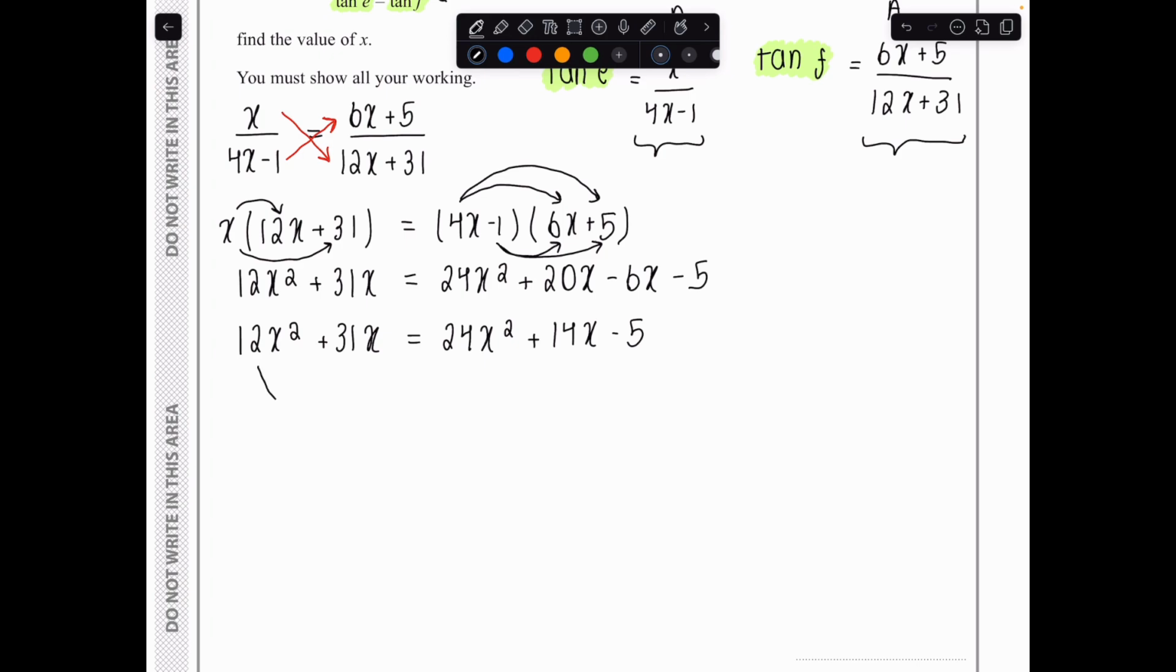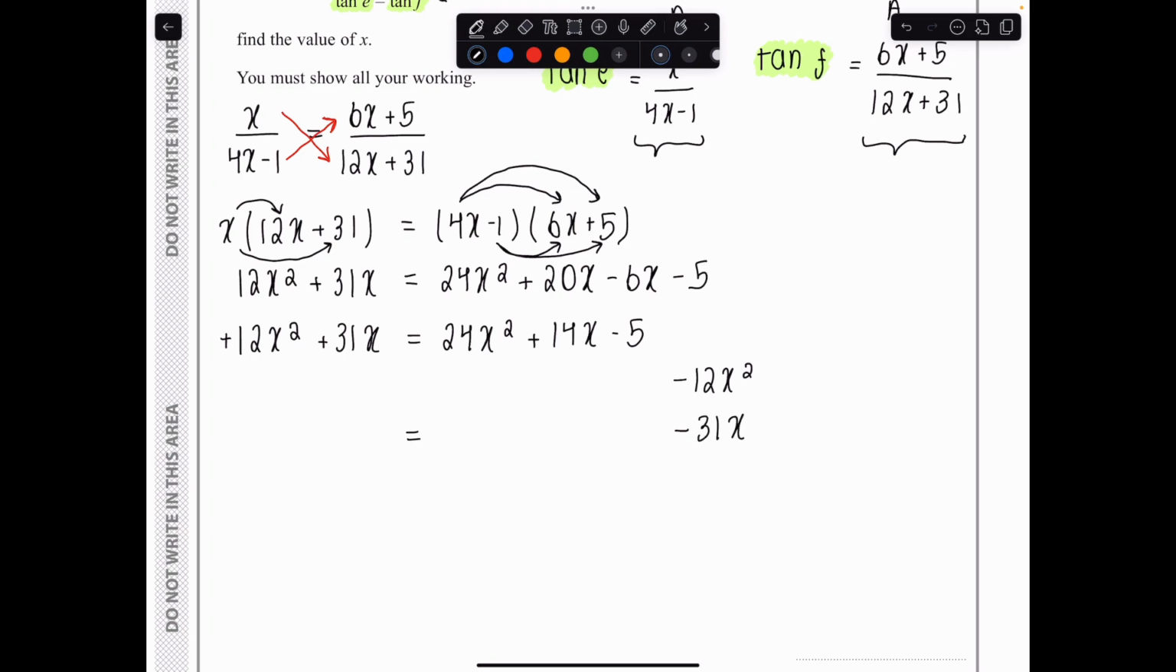So let's first look at the 12x squared. How do we move this 12x squared to the right-hand side? And the main way to do this is by thinking about the opposite. So on the left-hand side, we've got a positive 12x squared. But what's the opposite of adding 12x squared? It's taking away 12x squared. So what we can do is take away 12x squared from both sides. Exactly the same thing for the positive 31x now. What's the opposite of adding 31x? It's taking away 31x. So let's take away 31x from both sides now.